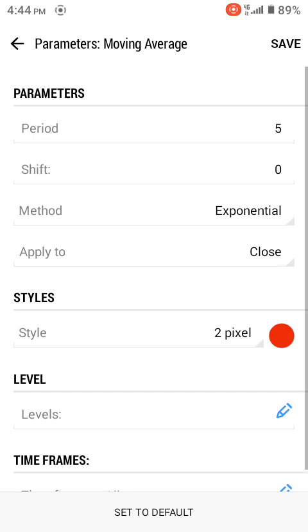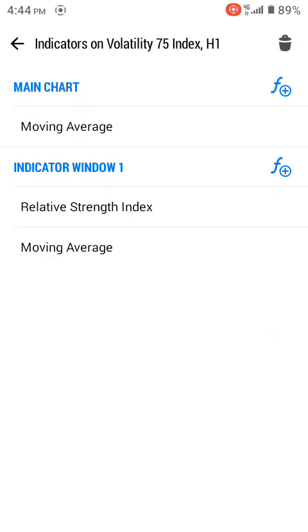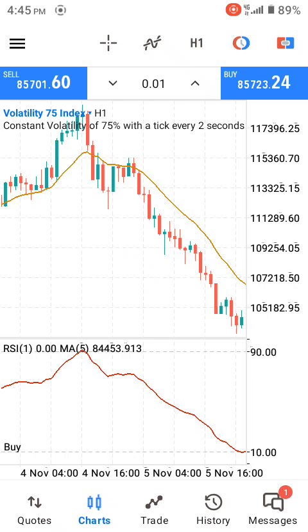Then on the indicator window, we have a moving average. Period is 5, shift 0, method exponential, apply to close. For the color and style, the pixels, you just put whichever you prefer depending on how thick you want your moving average to be. So that is it. So here's how the strategy actually works.